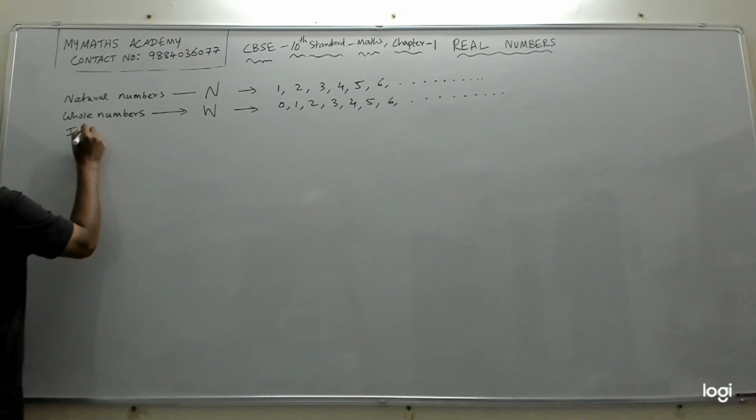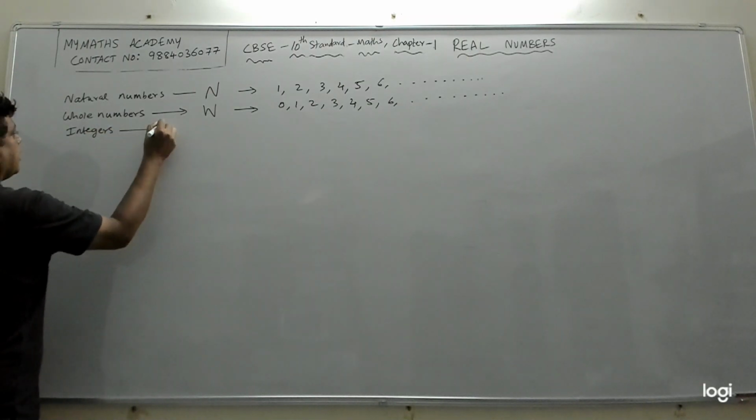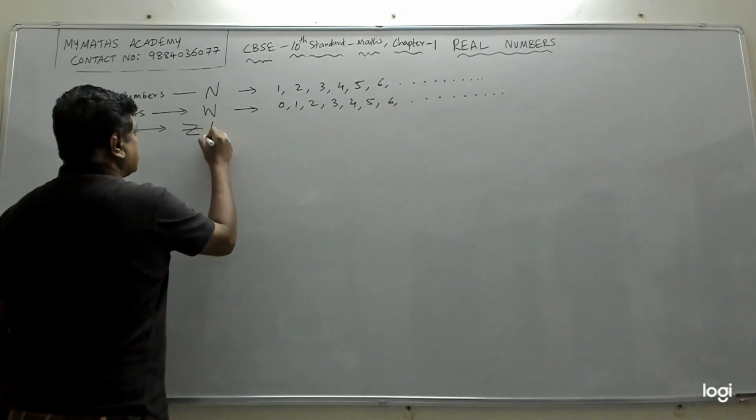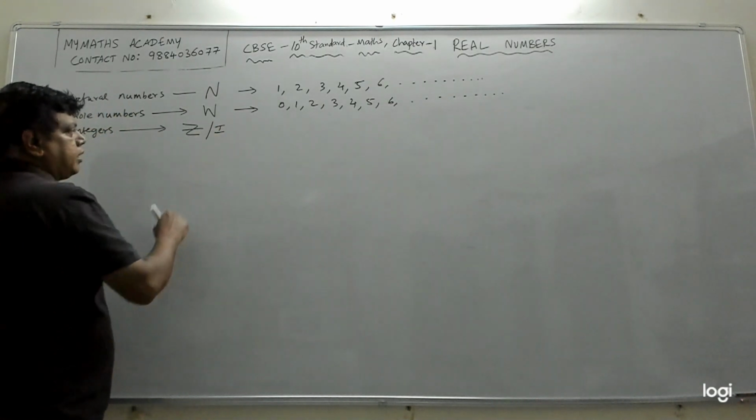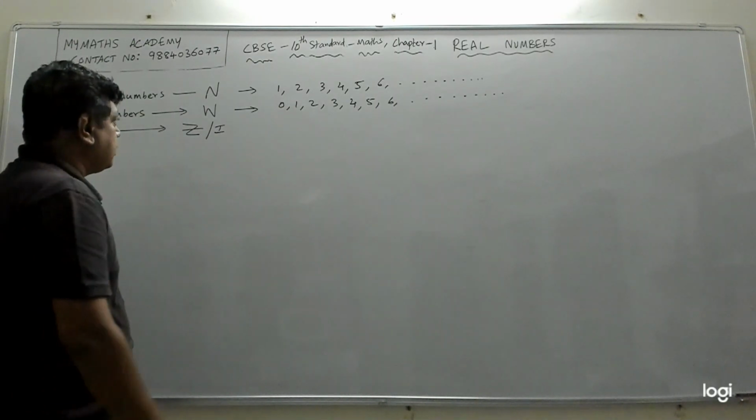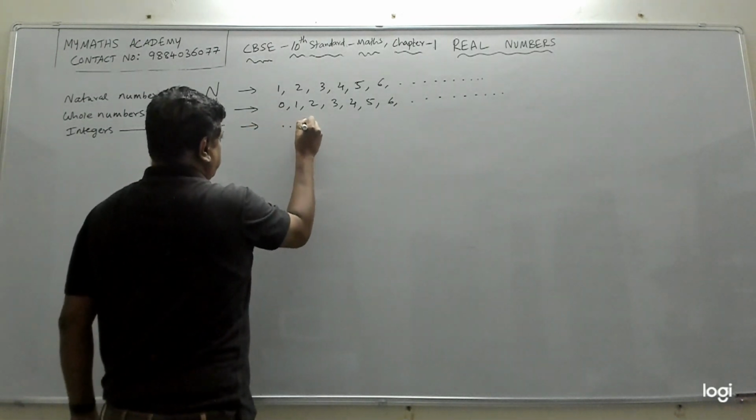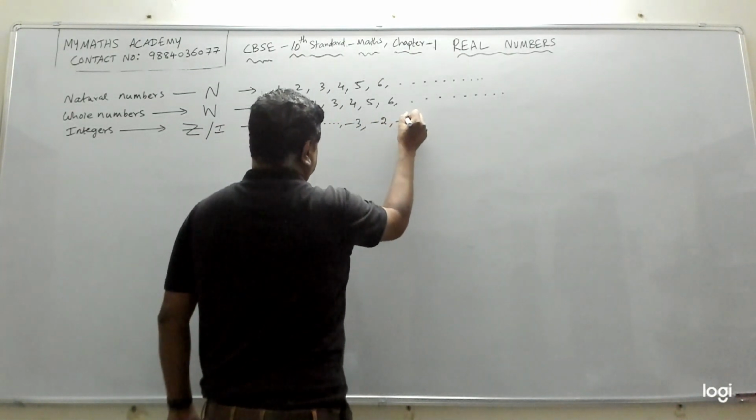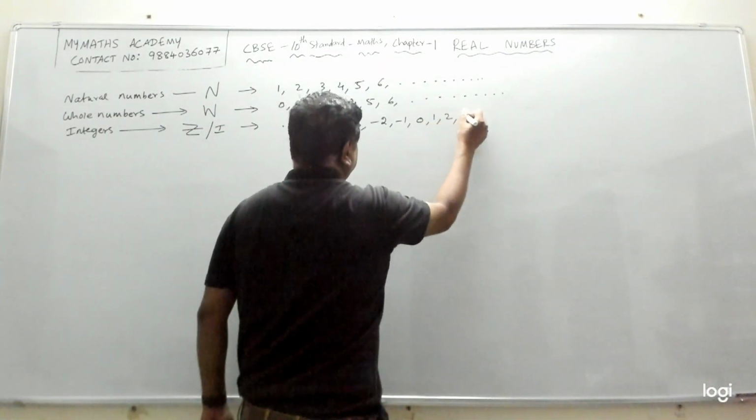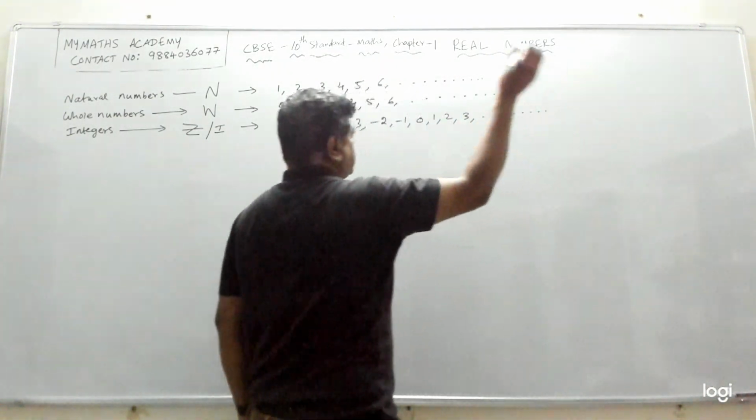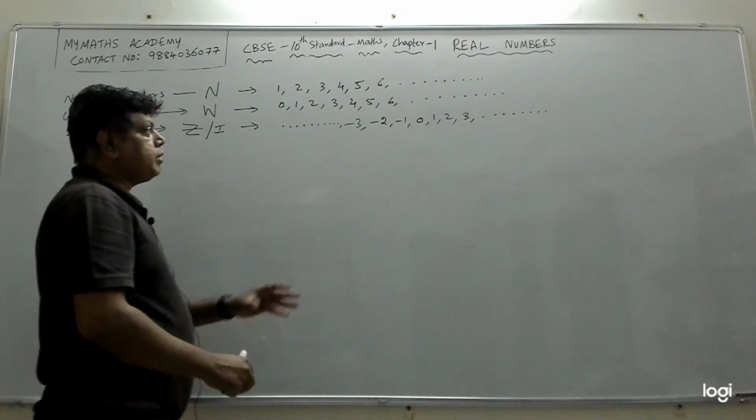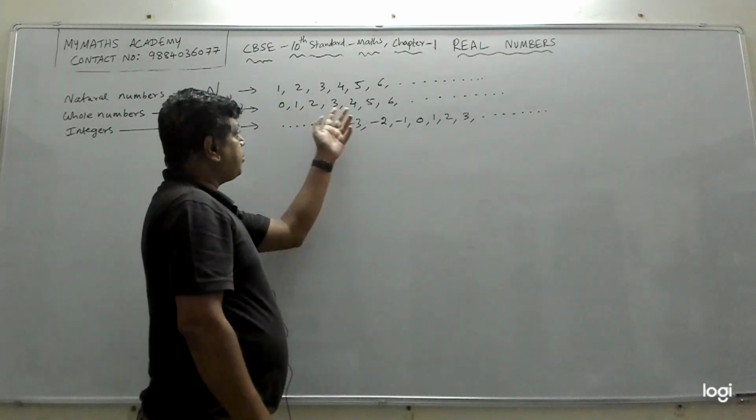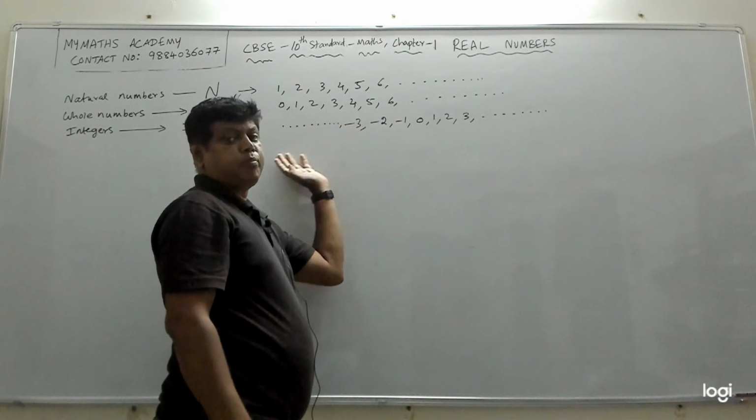Then the next set is integers. Integers are denoted by the letter Z, sometimes with the letter I. Mostly it's denoted by the letter Z, and it consists of ..., minus 3, minus 2, minus 1, 0, 1, 2, 3, and so on. We don't know where it starts, and it also goes on till infinity. So it will have the negative numbers also. It will have all the whole numbers and the corresponding negative numbers also.